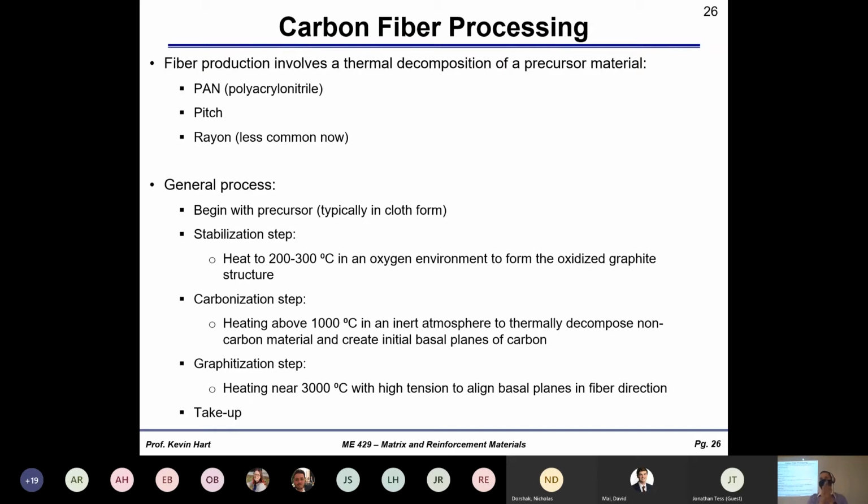right? So carbon has a very high resistance to temperature generally, but a bunch of the stuff that comes along with getting carbon from the earth is probably not going to survive 1000C all that well. All right. Then finally, you have a graphitization step, where you're pulling on the carbon to align these planes in the direction that you want them to go, and then you take it up.